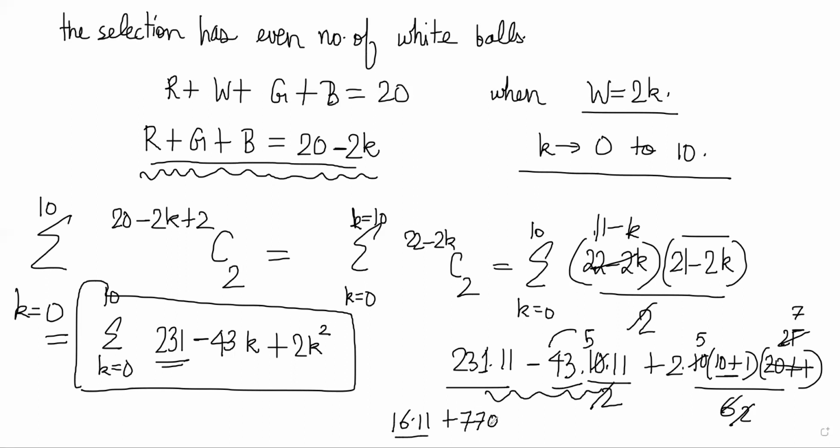So 77 into 10, 770, right? So 770 plus 176. So you will get answer 946. So the answer in this case is 946. Maybe there is a silly mistake somewhere because his answer is 948, which I think his answer is only wrong. So 946 will be correct, unless we have made some small mistake somewhere.